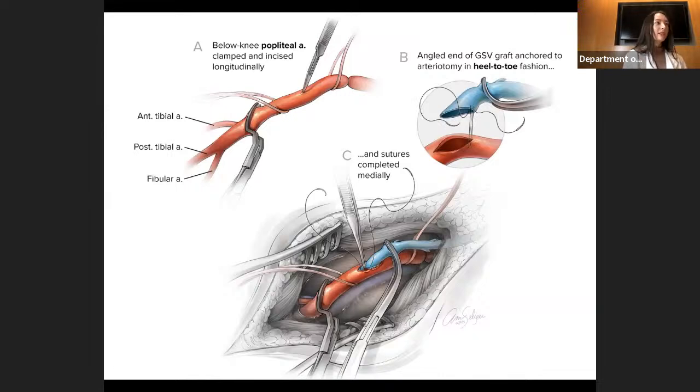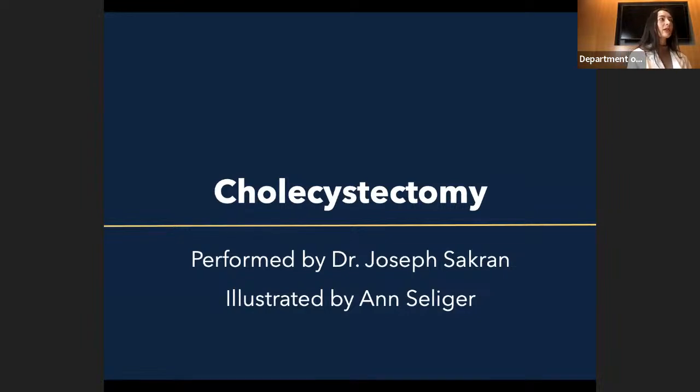All right. Thank you for all your comments. Now I'll move on to my second procedure, which is a cholecystectomy performed by Dr. Joseph Sakran.